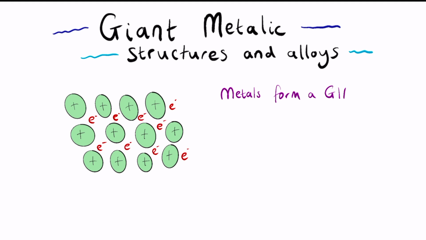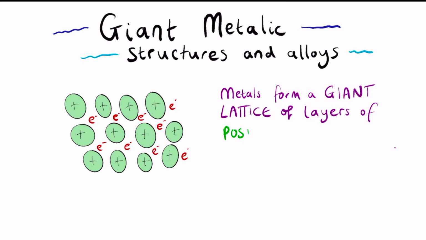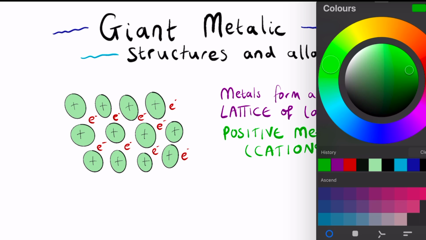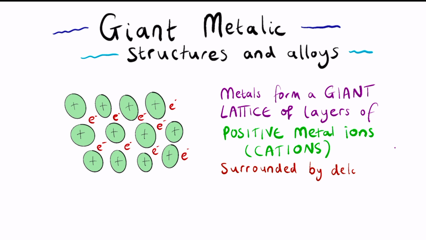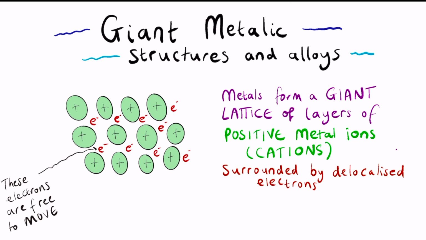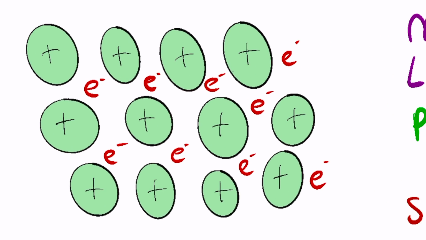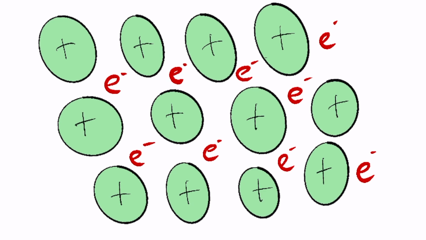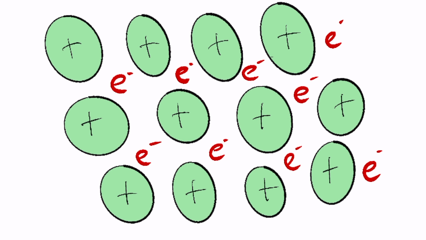So metals form a giant lattice of layers of positive metal ions, also known as cations, in a sea of delocalized electrons which are free to move around. Here's an example of this type of arrangement. You can see that we have these positive ions and then electrons kind of scattered around the positive ions.